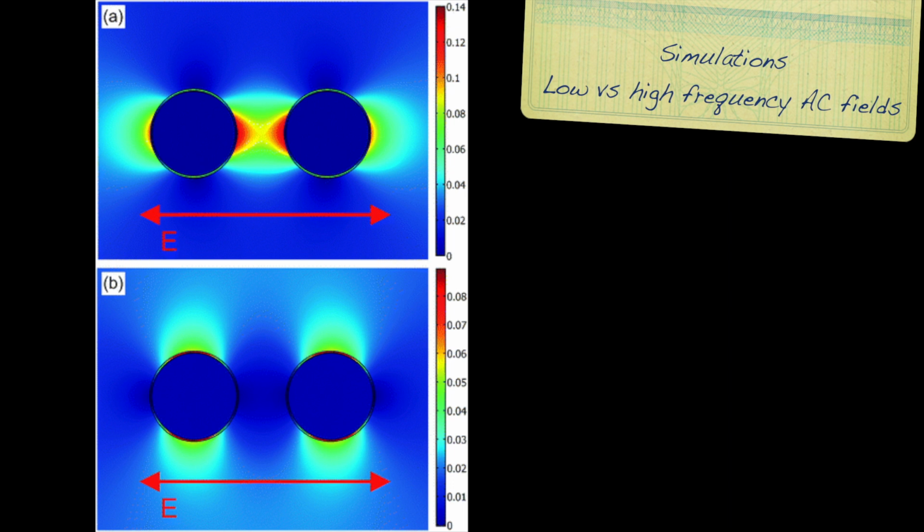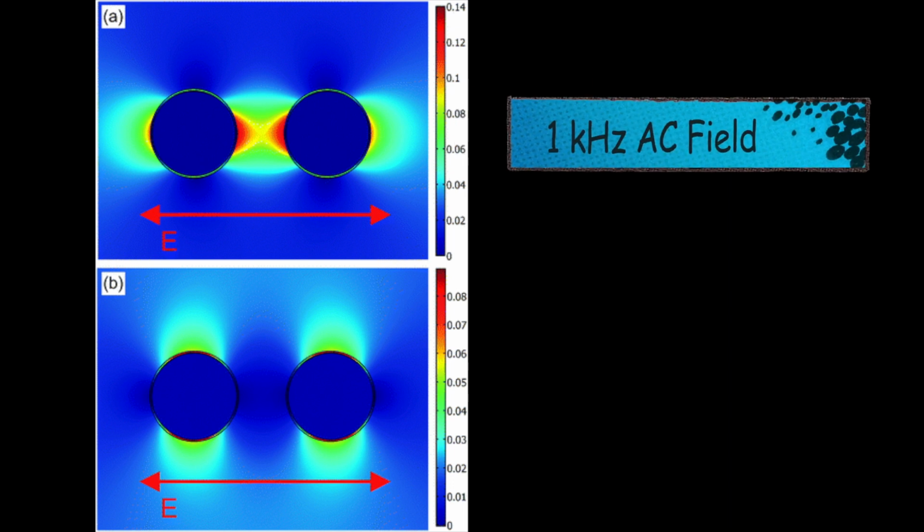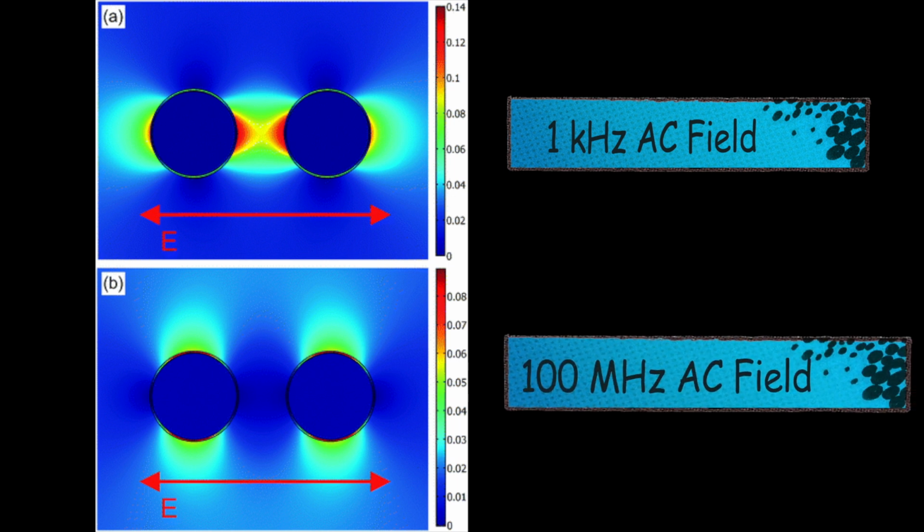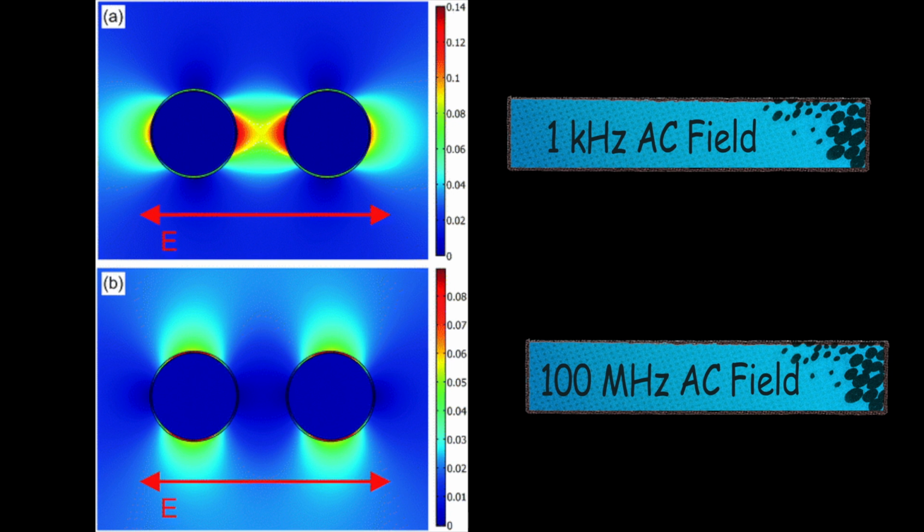So here are the simulations illustrating the electric energy density for a pair of polystyrene particles with 100 nanometer thick counterionic atmosphere in a low frequency 1 kHz AC electric field in picture A, and in a high frequency 100 MHz AC electric field in picture B. So the bars to the right indicate the intensity of the electric energy density. The direction of the AC electric field is shown with the double-headed red arrows.